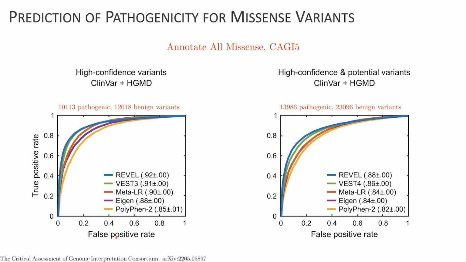On the x-axis is the false positive rate, on the y-axis is the true positive rate. Here we present the top 2 meta predictors, which were REVEL and MetaLR. And the top 2 for this particular type of challenge, sort of independent or single predictors or primary predictors, VEST3 and Eigen. As you can see, they have very similar performance, with REVEL being a little bit better than others. And as a form of comparison, we have PolyPhen-2, which is a method that was developed in 2010.